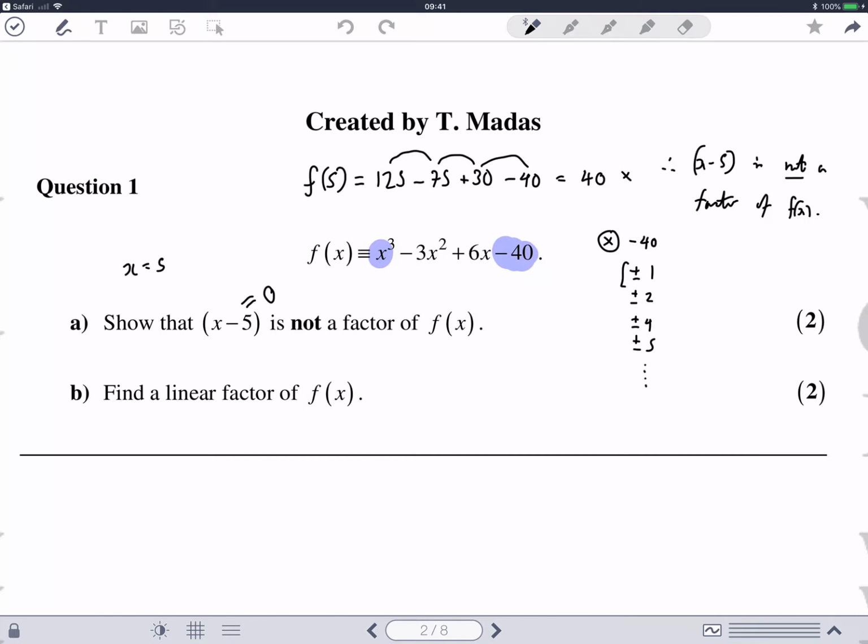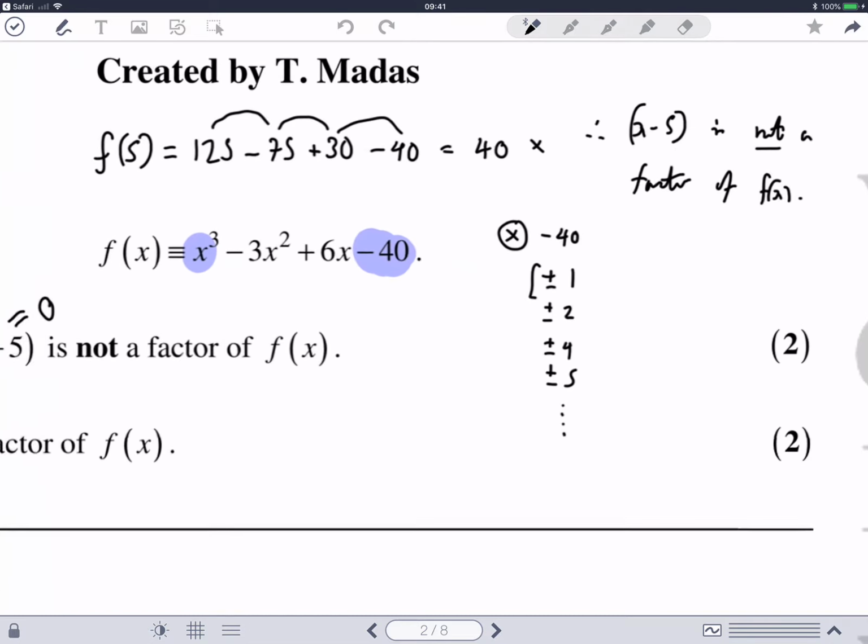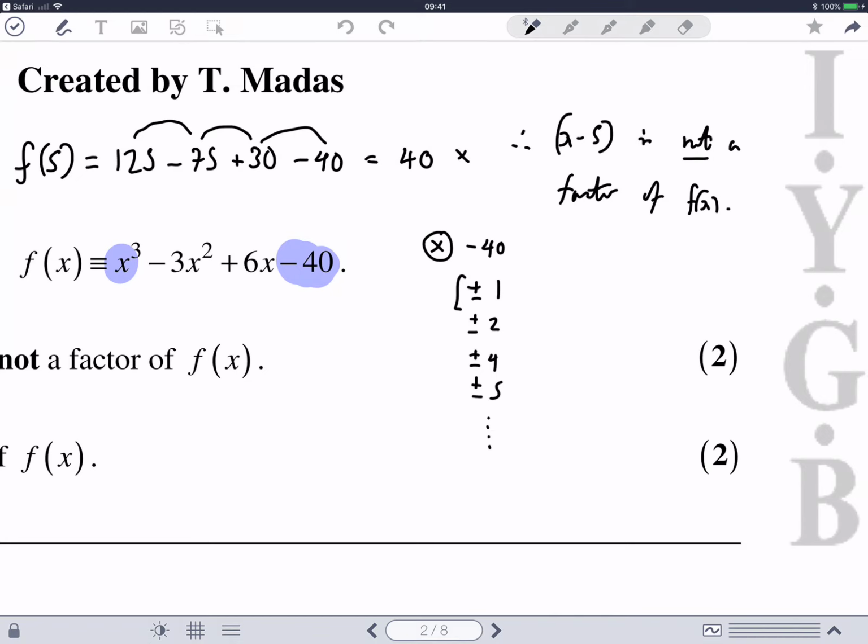If I was to substitute in positive 1, this will give... Well, let's just do the negatives first, and I'll show you why. Because if I subbed in negative 1, minus 1 cubed is minus 1. Minus 3 lots of minus 1 squared is minus 3 lots of 1, which is minus 3. Plus 6 lots of minus 1, which is minus 6, minus 40. Okay, this is 4 negative numbers. I don't need to compute this. I know this is not going to be 0.